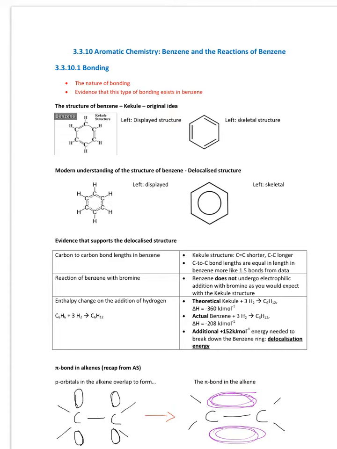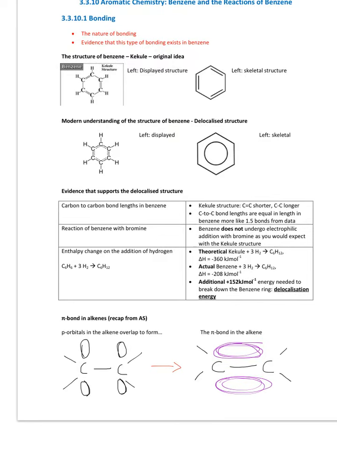However, due to evidence that's been collected, the modern understanding of this structure is that it's made of 1.5 bonds, so no longer double, single, double, single, but 1.5, 1.5, and 6 of them in a group. In the skeletal formula we can see the single-double pattern, but in the delocalized structure the electrons within the bonds are equally shared around the carbons, so there's no double-single cycle.